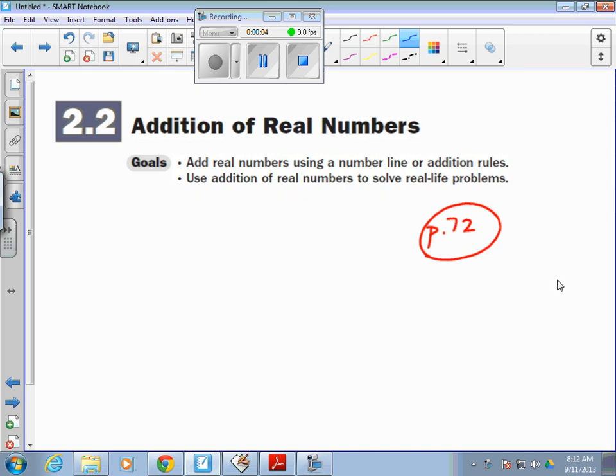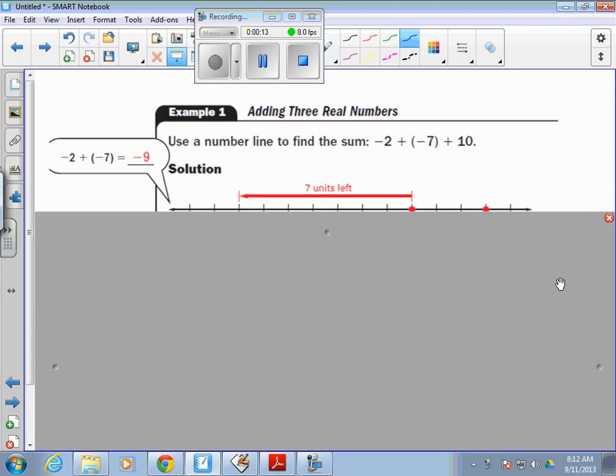Today we're looking at section 2.2, addition of real numbers. Adding real numbers using the number line or addition rules, and we're using them in real life problems beginning on page 72 in the textbook.